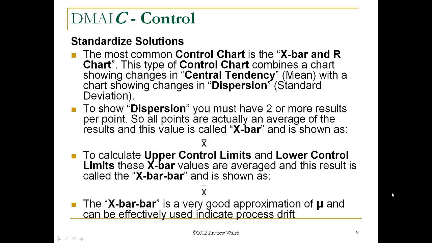The X bar bar is a very good approximation of mu, which is the actual population standard deviation. It's a population average, and can be effectively used to indicate process drift.